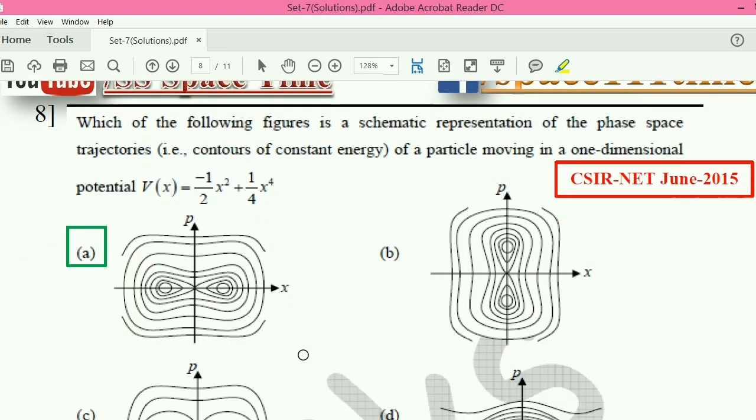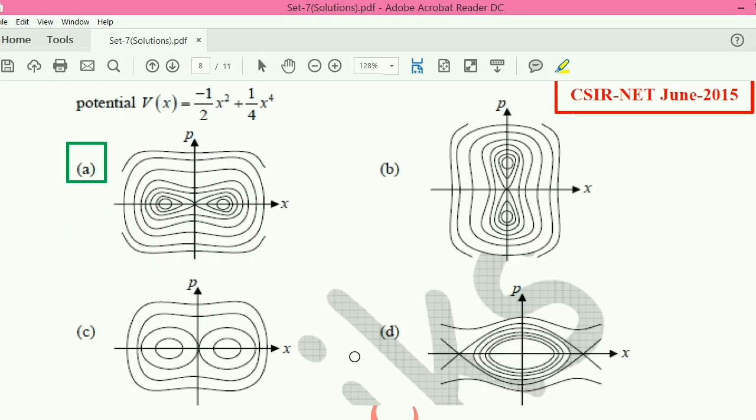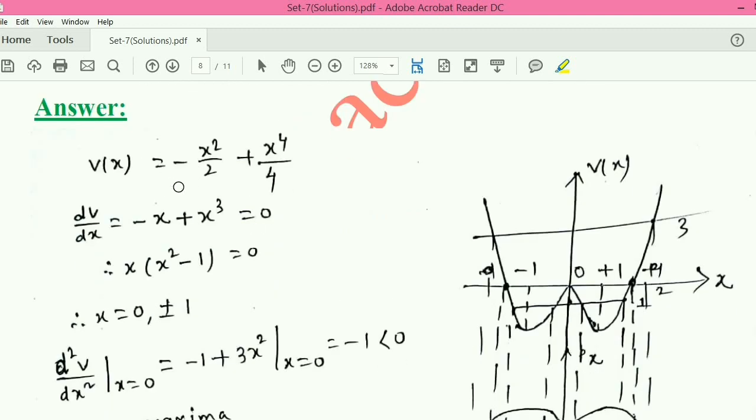Now question number 8. Which of the following figures is a schematic representation of the phase space trajectories, that is contours of constant energy of a particle moving in a one-dimensional potential, V of x equal to minus x square by 2 plus x to the power 4 by 4? Okay, so first we will try to draw the potential energy curve. So minus x square by 2 plus x to the 4 by 4. So the potential energy curve looks like this.